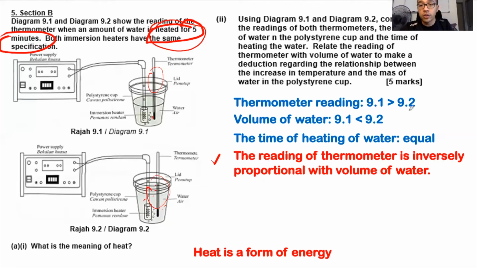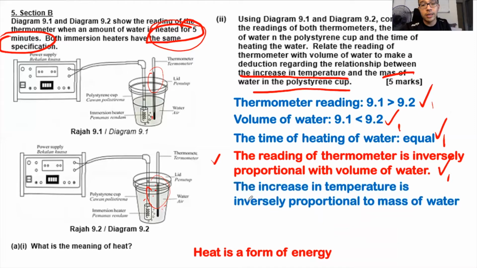Then this is 1 mark, this 1 mark, this 1 mark, this 1 mark, all just for comparing and relating. The last relationship is the increase in temperature and the mass of water in the polystyrene cup. We find the same thing. The bigger the mass of the water, the smaller the increase in temperature. Smaller increase means it increases, but only a little bit, compared to increasing a lot. So the bigger the mass of the water, the smaller the increase in temperature. And that will be your 5th mark.